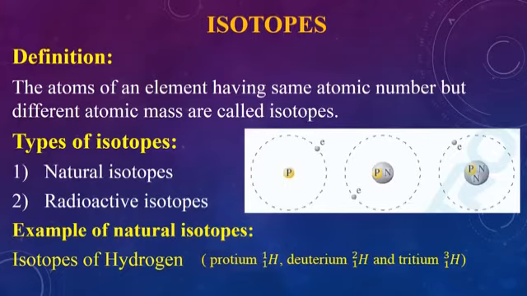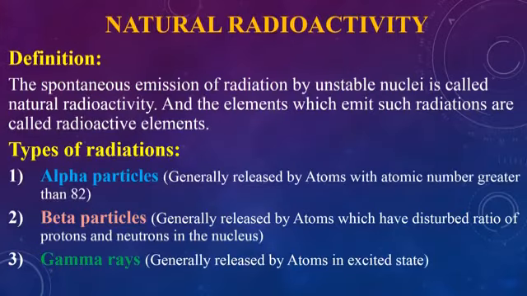So all such elements whose atoms have the same atomic number but different atomic mass are called isotopes. Here we have taken the example of the hydrogen element that has three isotopes, protium, deuterium, and tritium. Okay, so next we will talk about natural radioactivity. What is natural radioactivity? Let us define.